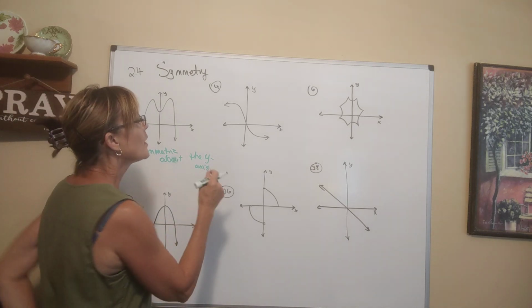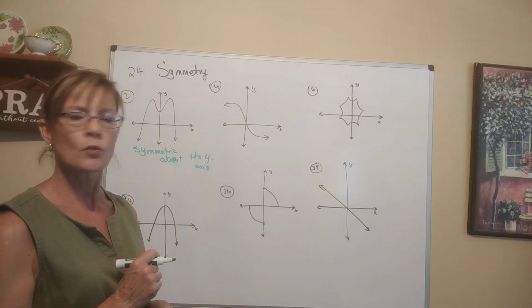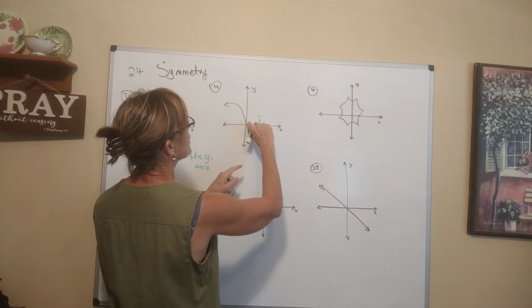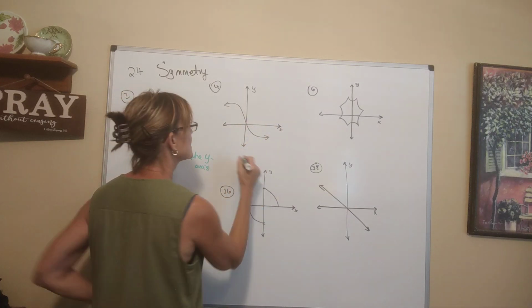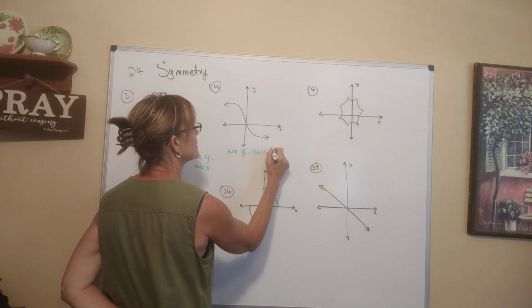So let's see. How about this? Look at number 4. Does it look the same on both sides of the y-axis? No, it doesn't. Because if it did, I would see another part up here like this, and I would see another part down here like that, and I do not see that. So this has no y-axis symmetry.